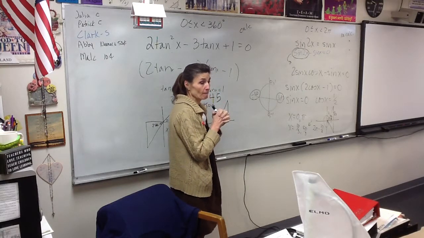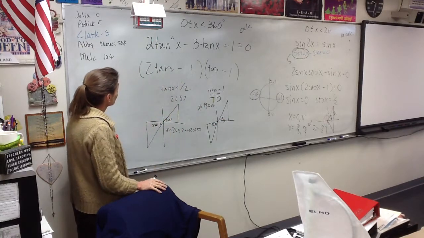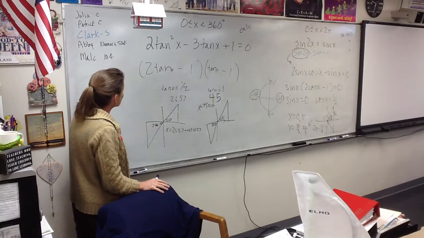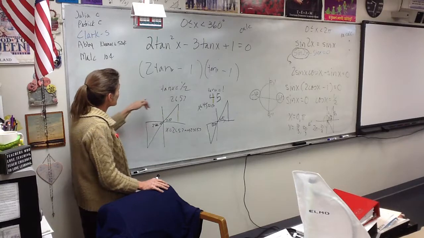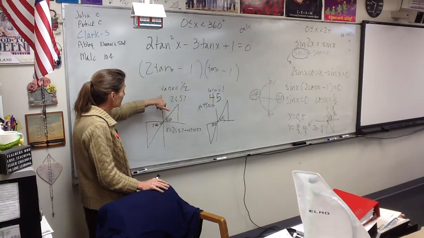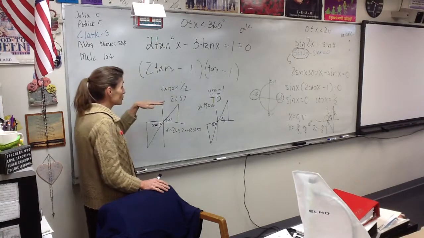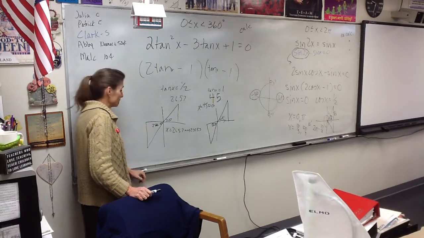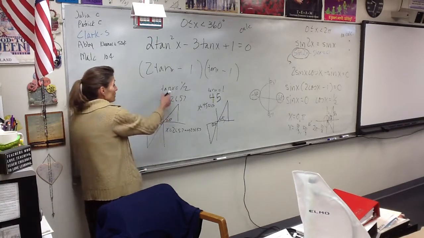Now, how did you guys do over here? Very well. So you started out by factoring it, and that looks good. And so you got tan equal 1/2 and tan equal 1. Now both of those were positive, so you drew both pictures in quadrants 1 and 3.